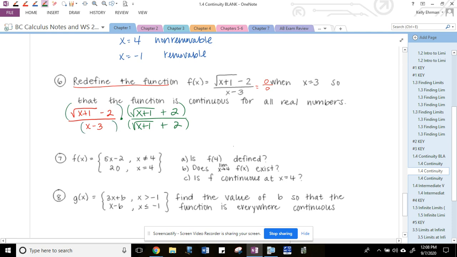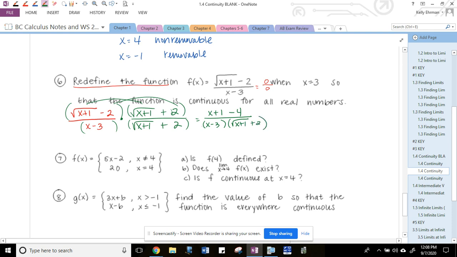And remember, the rule for this is to go ahead and distribute through the numerator, but don't distribute through the denominator. So multiply the first terms together to get x plus 1. The outside and inside two radical x plus 1s will cancel. 2 times 2 is minus 4, over, leave it like this, x minus 3.